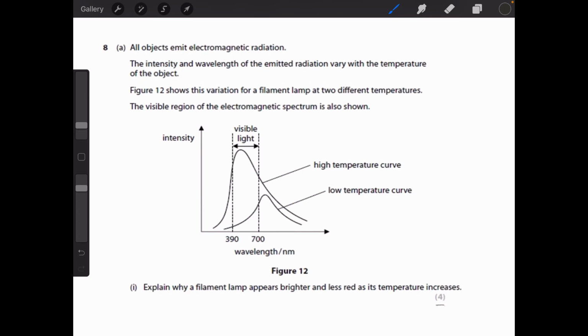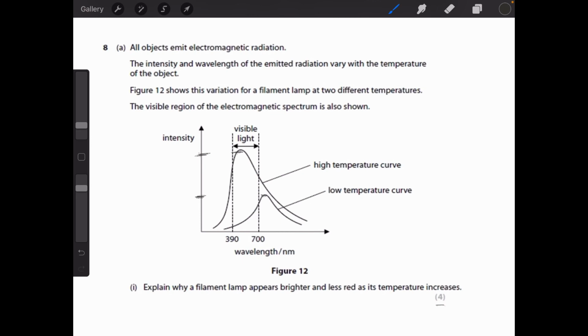So first of all, we need to see what the graph is telling us. And it's telling us that the intensity of the radiation increases with a higher temperature. Because we can see here the lower temperature gives us a lower intensity on the y-axis than the high temperature curve. The intensity is much higher for the higher temperature, just like we analysed in the first graph in the lesson.